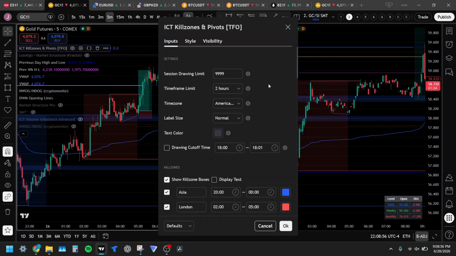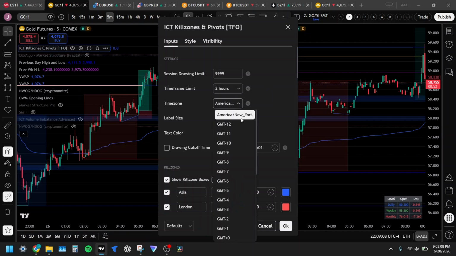The time frame limit, I have it set to 2 hours because I like to have the 1 hour time frame sometimes work, because I want to use the 1 hour time frame. I want to see the sessions in the days, so I like having it set to 2 hours instead of just 1 hour. So time zone, you can have that set to New York.